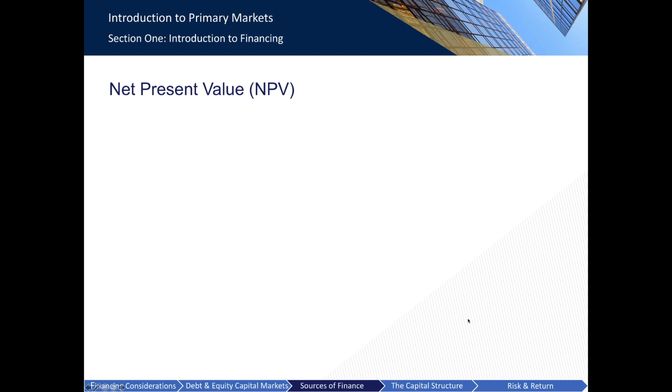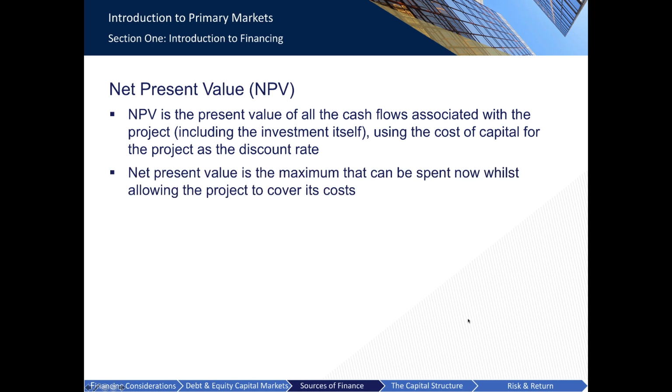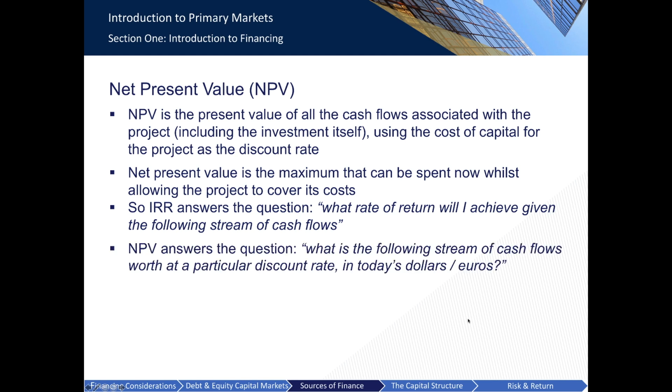NPV is the present value of all the cash flows associated with the project, including the investment itself, using the cost of capital for the project as the discount rate. Net present value is the maximum that can be spent now whilst allowing the project to cover its costs. So, while IRR answers the question, what rate of return will I achieve given the following stream of cash flows, then NPV answers the question, what is the following stream of cash flows worth at a particular discount rate in today's US dollars or euros or other currency?